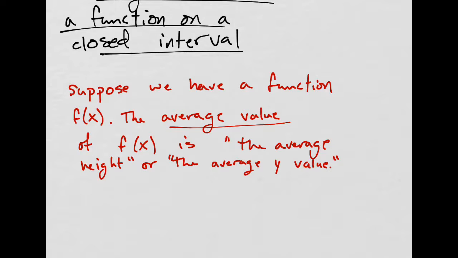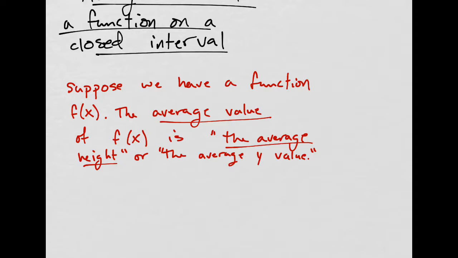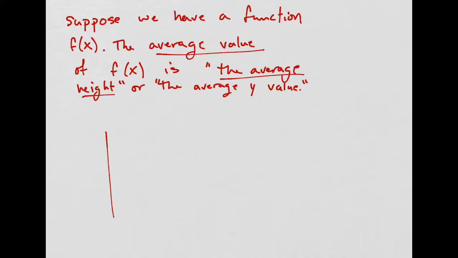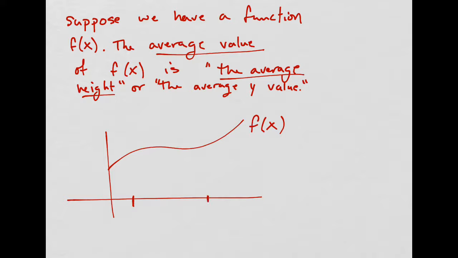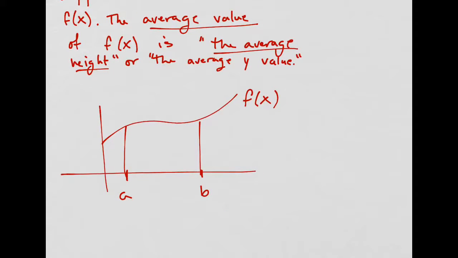This is the same idea, except we're talking about the average height or the average y value, because the y value is just the height. So if I had a picture and say this is f of x, and I want to know the average value of f of x from a to b, I just want to know what the average height is here. I mean, this is kind of a bad picture, but I want to know what the average height is.